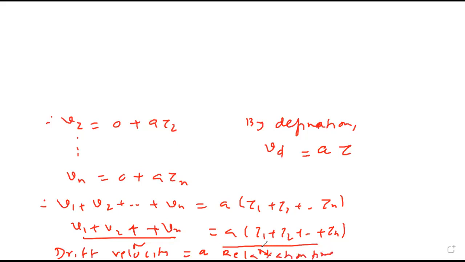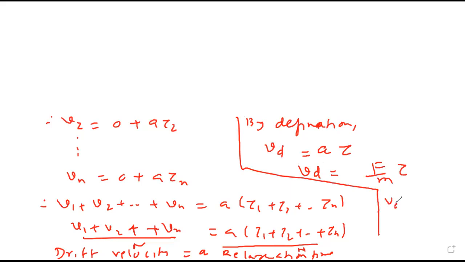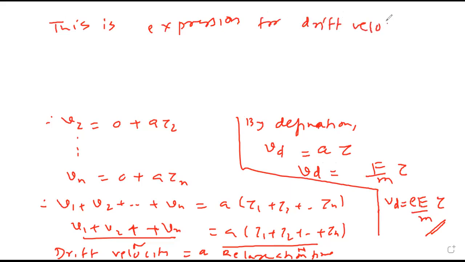Did you follow? Yes, sir. So this is nothing but A into relaxation time. So drift velocity is A into tau. Acceleration is force upon mass into tau. Force is nothing but electron charge e into field E upon m into tau. Followed this part? Yes, sir. So this is the expression for drift velocity, or we can say drift velocity is e by m, potential V upon length, into tau. I hope you followed the definition and derivation.